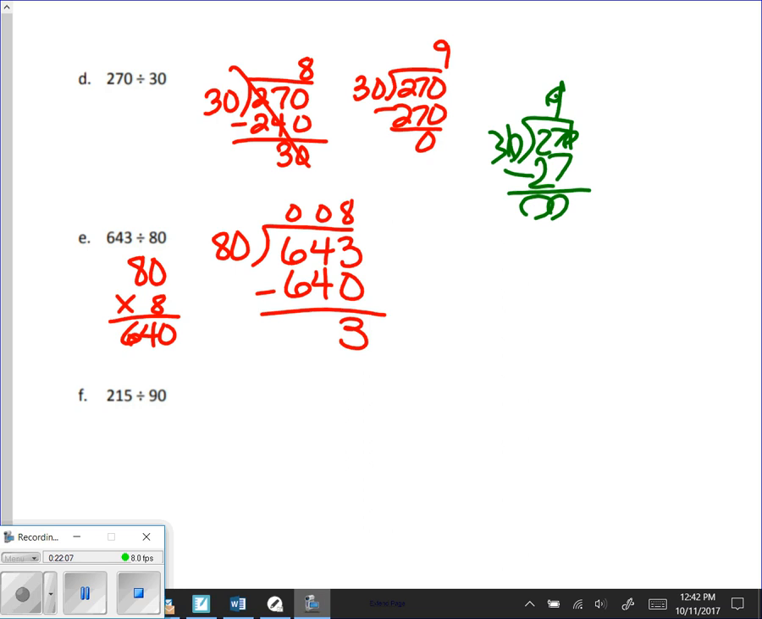Okay, Serena, what did you get for letter F? Okay, but I got 2. So she has 2 with a remainder of 35. Do you guys agree or disagree? Agree. Agree, I hope so, because that's correct.